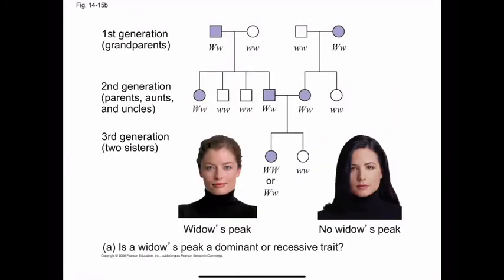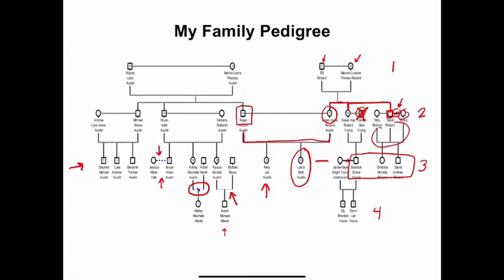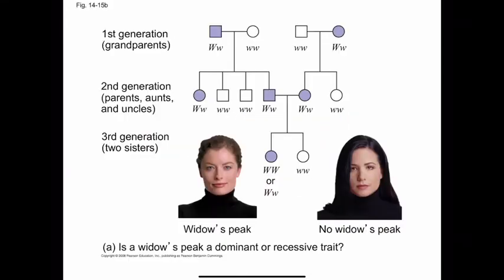Now, pedigrees usually have some type of shading to them, because generally what we use pedigrees for is not just showing a family tree. And that's really what I did more with mine, because I wasn't tracking any type of genetic trait or whatever. But it's to track some type of genetic trait. So this one is showing a widow's peak. So the ones that are shaded have the widow's peak. The ones that are white don't have the widow's peak.